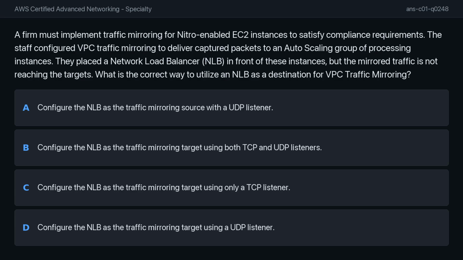And the correct answer is D. VPC traffic mirroring must use a load balancer target group and must be targeted by dynamic target groups.